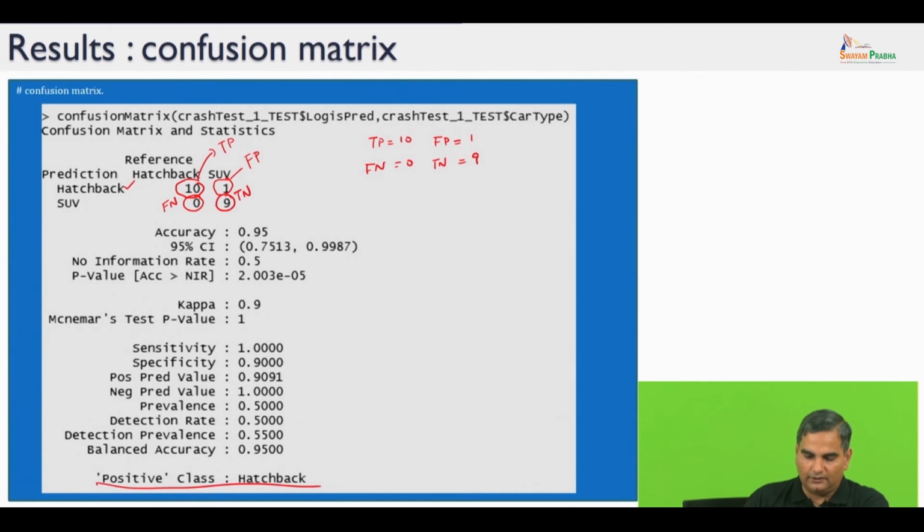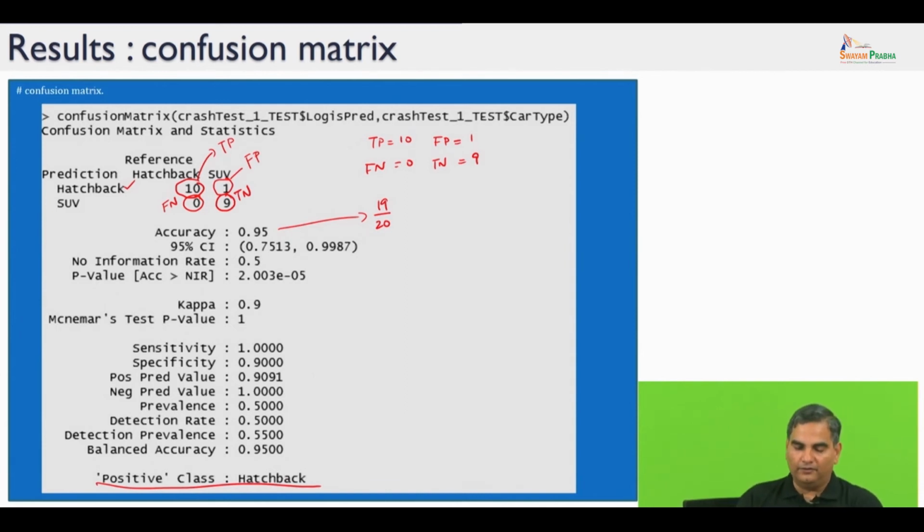So, the accuracy is the number of times we got it right. In this case, if I sum up all the diagonal elements, which will be true positive plus true negative, those are the number of times we got this right. So, the numerator for accuracy will be 19 divided by the total number of samples, which is 20. So, you see that 0.95 is the answer for this.